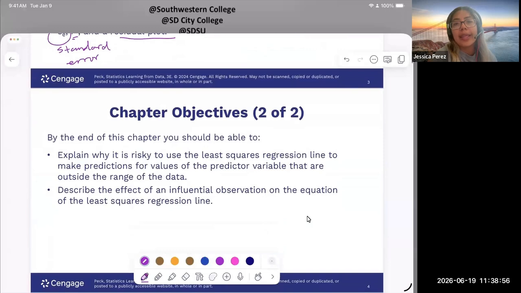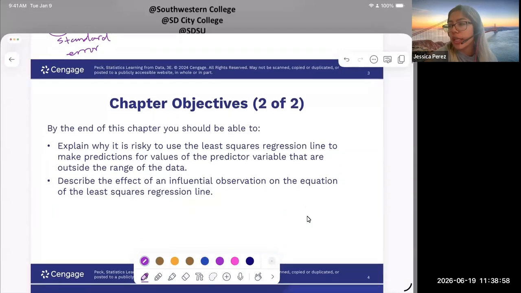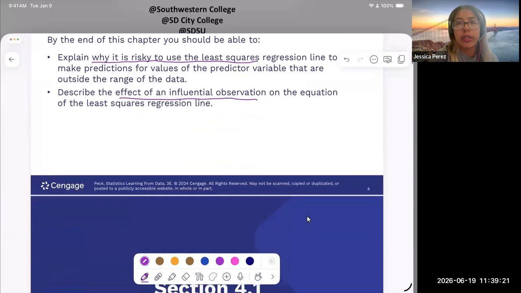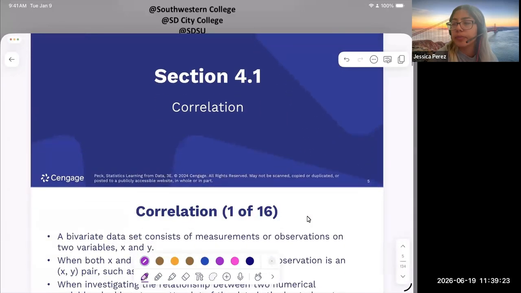By the end of this chapter, you should be able to explain why it is risky to use a least square approximation regression line to make a prediction for values of the predictor variable outside the range of the data. And we're going to be describing the effect of influential observations on the equation of a least square regression line. So what we're going to be doing is approximating a line using a linear regression or a least square regression line.